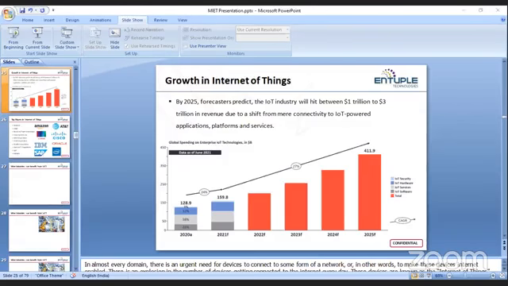So this is the overall architecture. Now let's see the different applications in IoT. So we have a smart city.